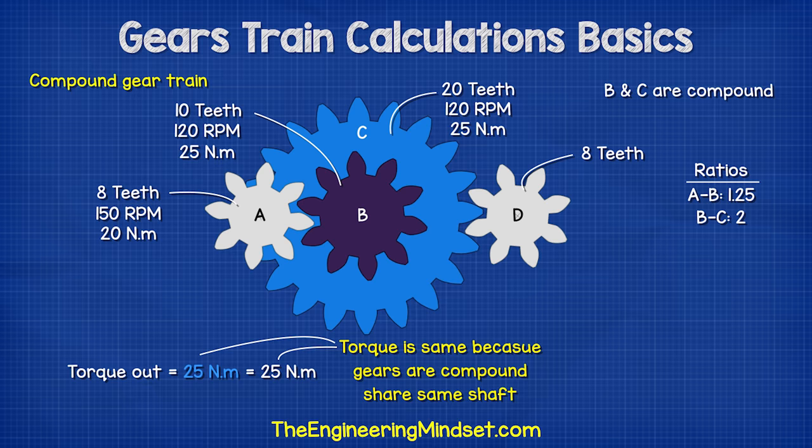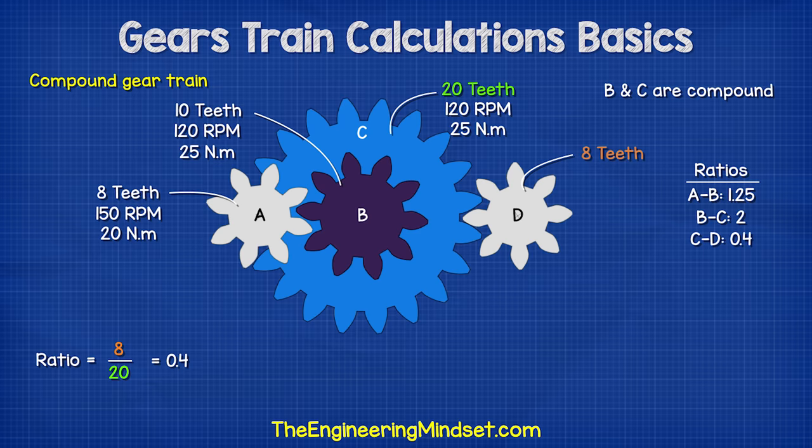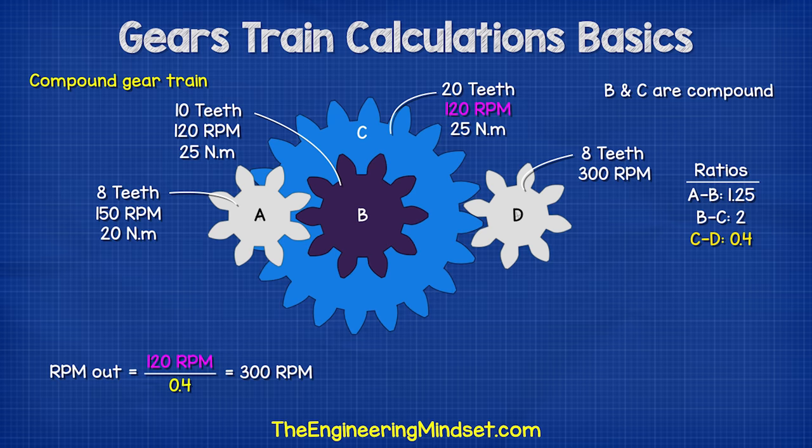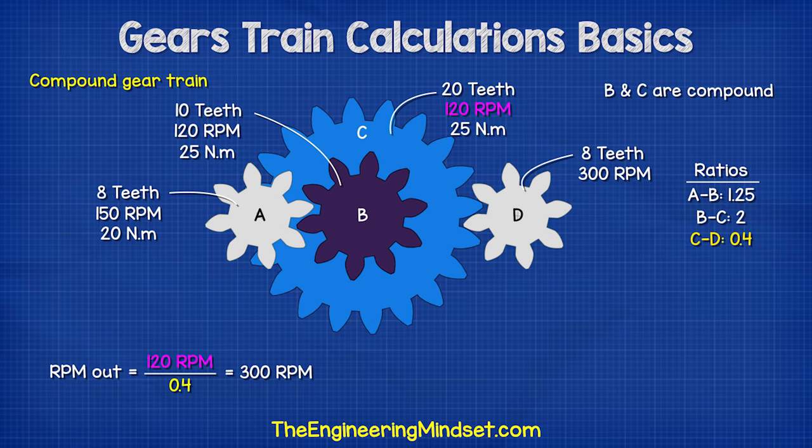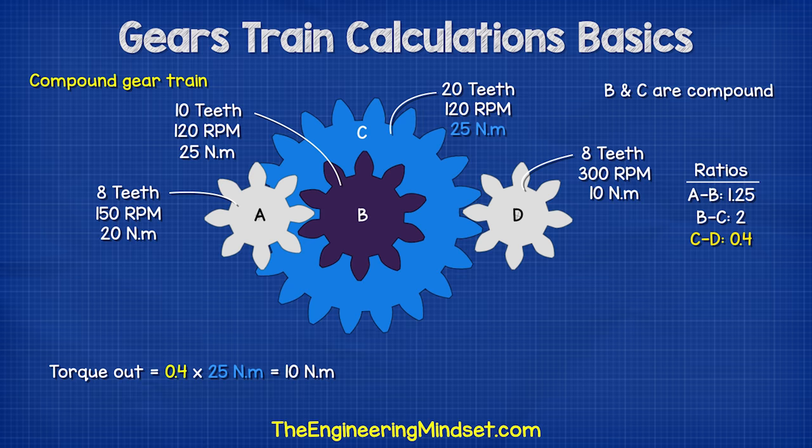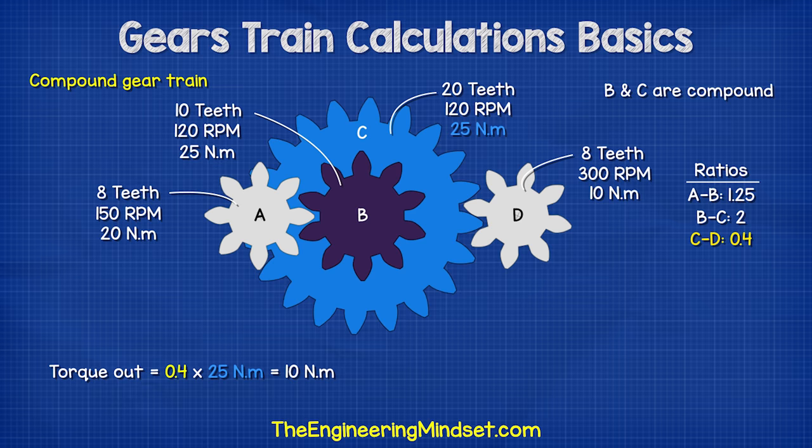If gear D has 8 teeth, then the ratio is 8 divided by 20, which is 0.4. The RPM is 120 RPM from gear C divided by 0.4, which is 300 RPM. The torque is 0.4 multiplied by 25 Newton meters from gear C, which equals 10 Newton meters. So this gear rotates the same direction as gear A. It rotates faster, but with less torque.